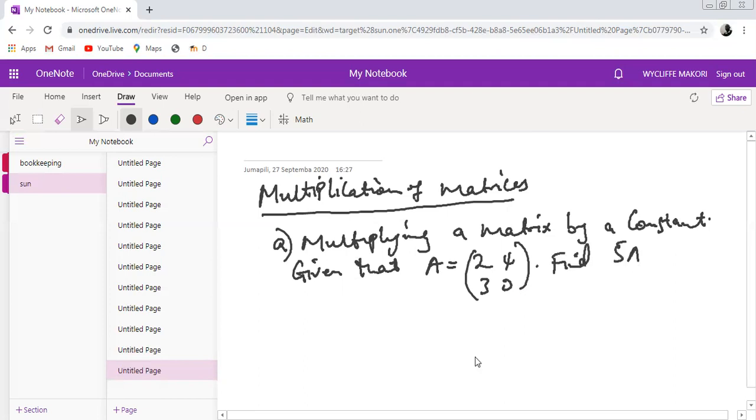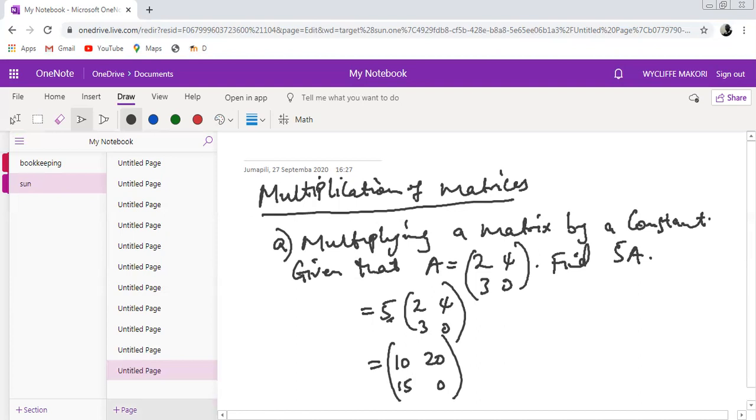If you are told that this is the same as 5 times the matrix A, 2, 4, 3, 0, this 5 is to multiply this. Therefore, this 5 would multiply each and every element in that particular matrix. So we are going to have 5 times 2, which is 10, 5 times 4, which is 20, 5 times 3, which is 15, and 5 times 0, which is 0. So when you are given a constant multiplying a matrix, that constant will multiply each and every element in that particular matrix.